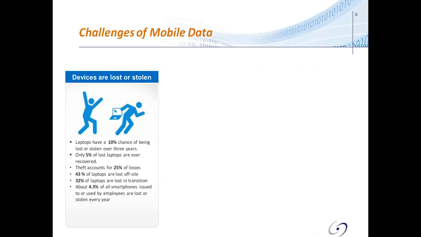So when looking at some of the challenges of mobile data, first and foremost, devices can be lost or stolen. Because they're mobile, because you have a laptop traveling outside of the company, there's an increased chance of it being stolen. You can see some of the stats here: 10% of laptops have a chance of being stolen over the next 3 years, and only 5% of laptops that are stolen are recovered. This goes into the idea that this is a commonality, because they're sitting in cars or in bags or things that are available, it does make for that.